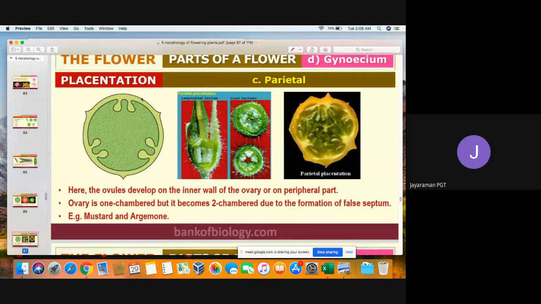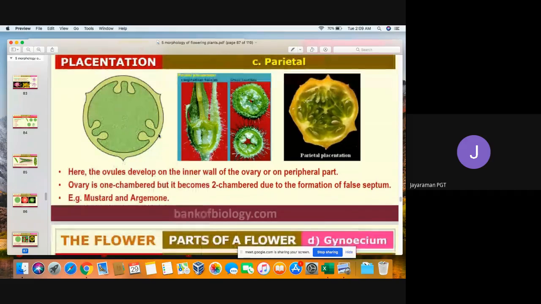The first diagram is a diagrammatic view. If you are asked to draw, the first diagram is enough. It shows the position of the ovule in the ovary. On the inner walls of the ovary, the ovules are attached. That is known as parietal placentation. Not at the center, not at the margin, but on the inner wall of the ovary. Mustard, Argemone, you can write.